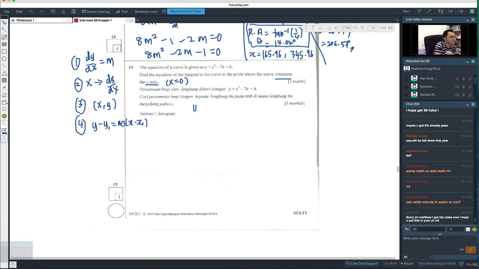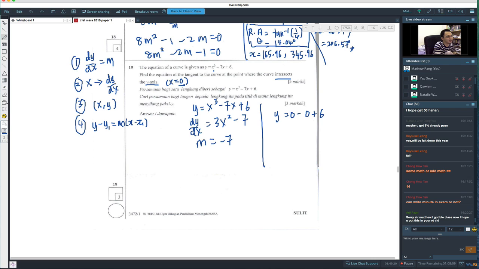So the first thing is y equals x cubed minus 7x plus 6. Therefore dy dx is equal to 3x squared minus 7. And then I substitute my x value. What is my x value? My x is 0. So my dy dx equals negative 7. So dy dx actually has the same meaning as gradient. Then I need to find my y. I have my x equal to 0, but I do not know my y. So I'm going to substitute 0 into the y here. So y equals 0 cubed minus 7 times 0 plus 6. Okay, so y equals 6.